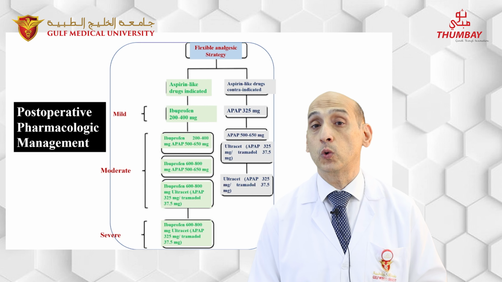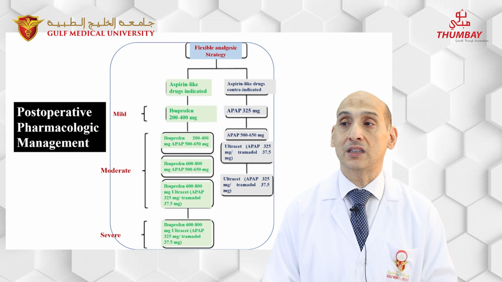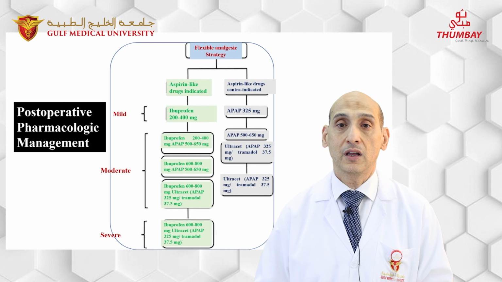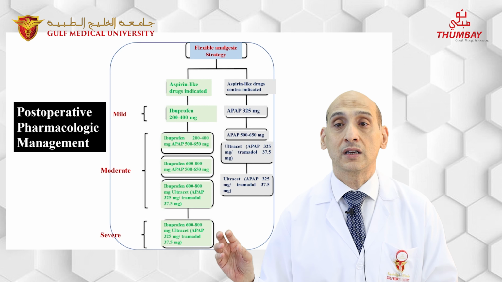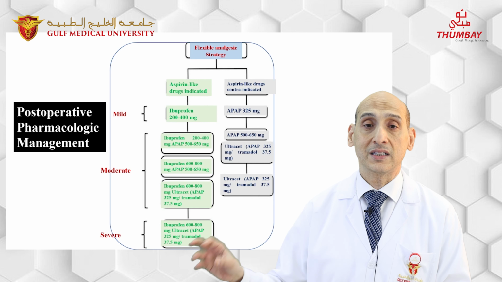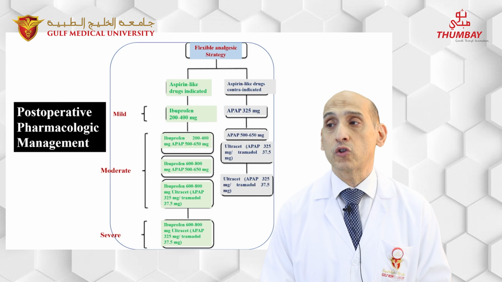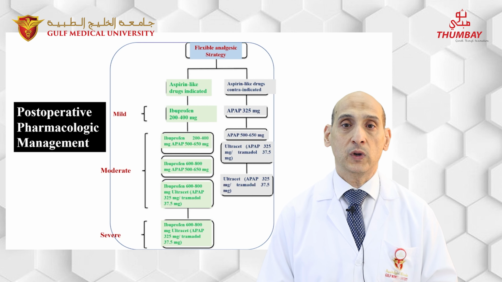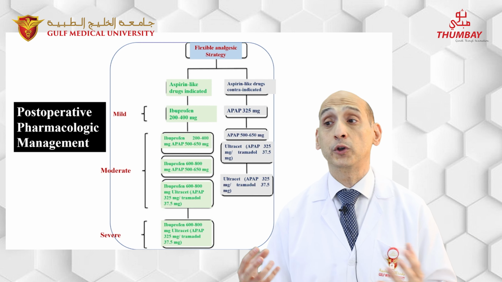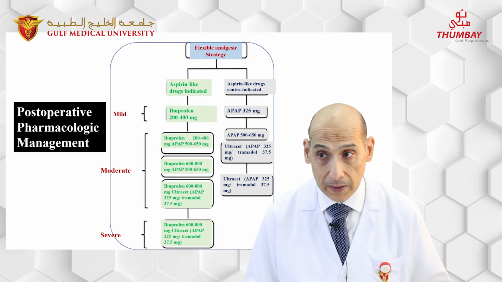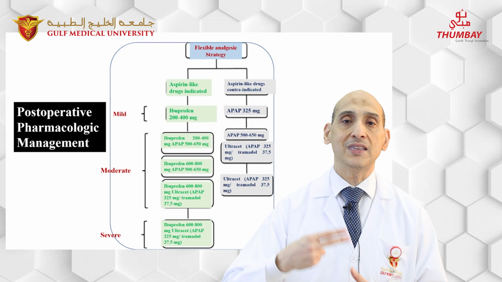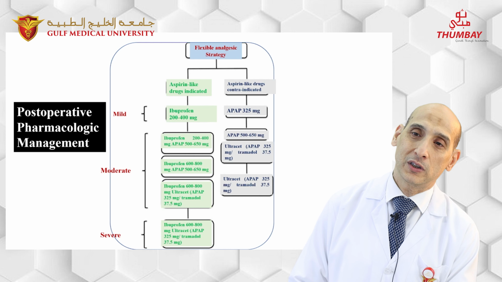If the patient cannot tolerate these drugs or they are contraindicated, I'm going to rely mostly on acetaminophen. For example, I'm going to give 500 milligrams of acetaminophen for the mild cases. For the moderate cases, I'm going to merge acetaminophen with drugs like oxycodone or other opioid drugs, or tramadol, for example. In the severe cases, I'm going to double the dose of the acetaminophen and increase the doses of the opioid drugs.